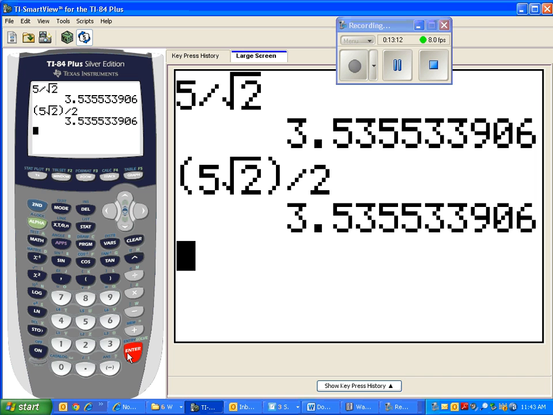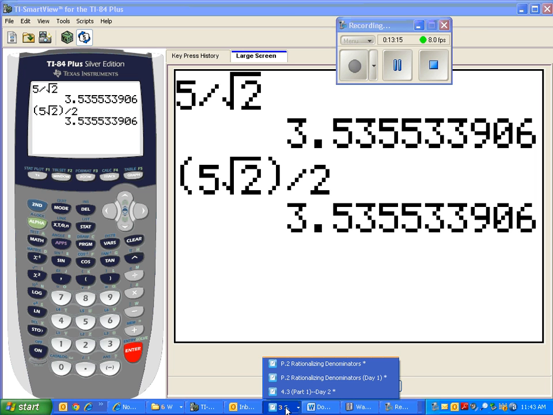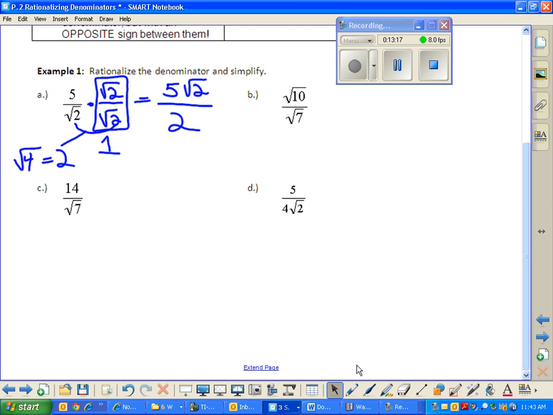Okay, let's try it a couple more times so you get the feel for it. A little reinforcement. So for instance, in part B, the offender in this case is the square root of 7 that's on the bottom of the fraction. You're not allowed to have radicals down there. So you would just multiply the top and bottom of this fraction by the square root of 7. And then when we multiply fractions, you just multiply straight across. So we're going to take the square root of 10 times the square root of 7. That's the same as the square root of 10 times 7, or the square root of 70.